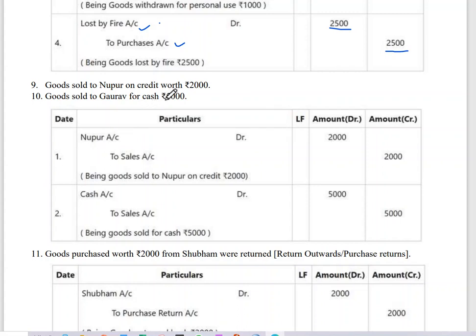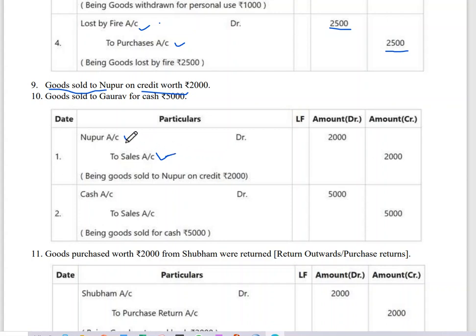Next, goods sold to Nupur on credit worth rupees 2,000. It is easy. Here two accounts are being hit, Nupur account and sales account. Why Nupur account? Because here it is sold on credit, right? So Nupur account is being hit, and also the sales account. Sales account is being hit because we are selling, and this is a revenue item. When we are selling the goods, revenue is coming. When revenue in the business is increasing, that should be credited as per our modern rules of accounting. If revenue is increasing, that should be credited.